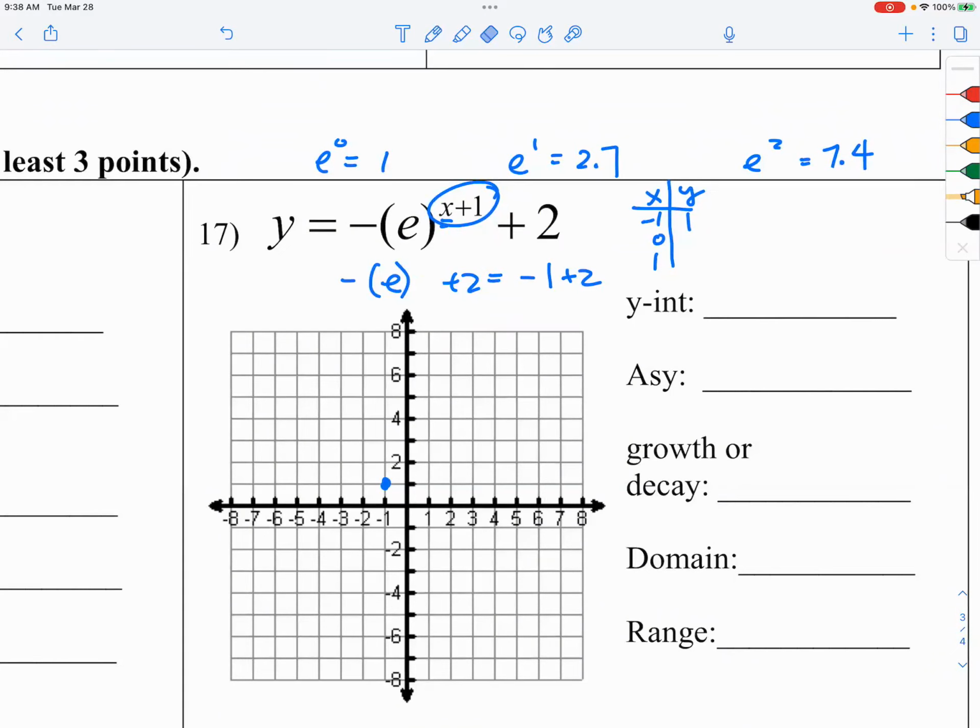Okay. If I change the x to 0, so 0 plus 1 would be 1. So it would be negative 2.7. Negative 2.7 plus 2 would be negative 0.7. Okay. So your y-intercept, it's 0 comma negative 0.7.